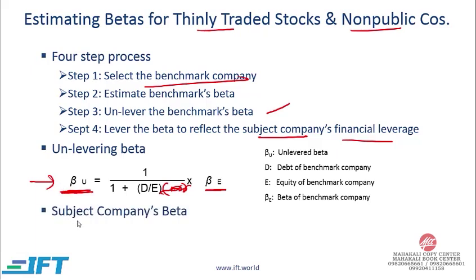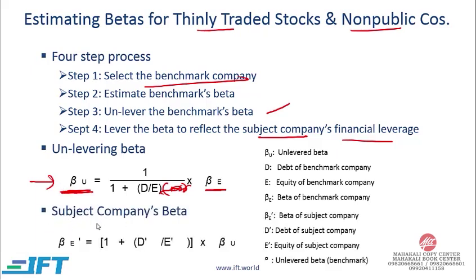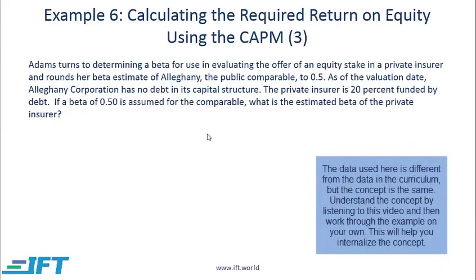And then how do you come up with the subject company's beta? Then you lever up. So this is for the subject company, 1 plus the debt to equity ratio multiplied by the asset beta. Will the unlevered or asset beta be the same for the comparable and your company? Yes, if the benchmark or comparable is a good benchmark, and in the exam world you assume that is the case. So now try this question.